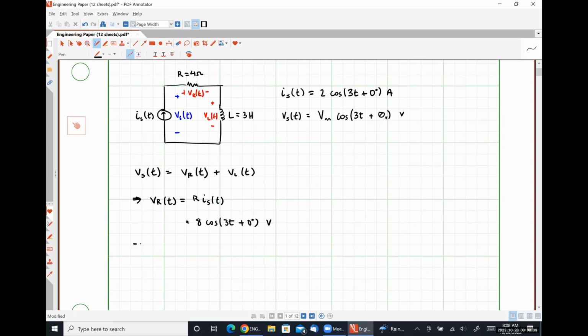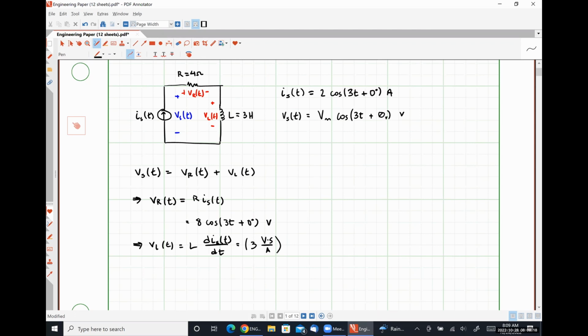And we can say that VL of t is equal to L times the derivative of IS of t. So L in this case is 3 henries. So that's 3 volt seconds per amp. How are we going to take the derivative of 2 cosine 3t plus 0? What's that going to look like?